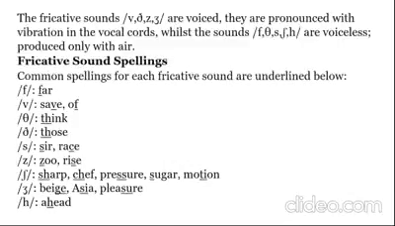The fricative sounds va, da, za, zha are voiced. They are pronounced with vibration in the vocal cords. On the other hand, fa, tha, sa, sha, ha are voiceless, produced only with air. Fricative sound spellings. Common spellings for each fricative sound are underlined below.